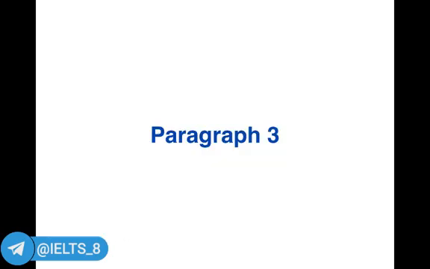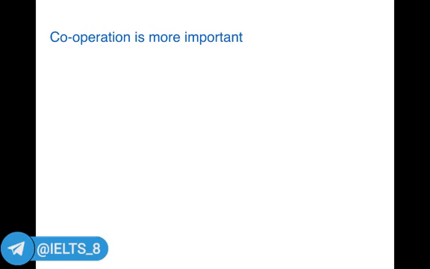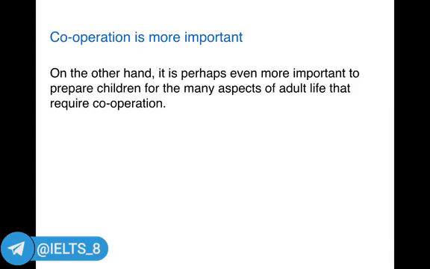Let's do the same thing for paragraph 3. We'll start with the idea cooperation is even more important. We wrote, on the other hand, because we're comparing here the two viewpoints, it is perhaps even more important to prepare children for the many aspects of adult life that require cooperation. So what we're saying here is, although competition is sometimes useful, there are many more times in life, many aspects of adult life that require cooperation.